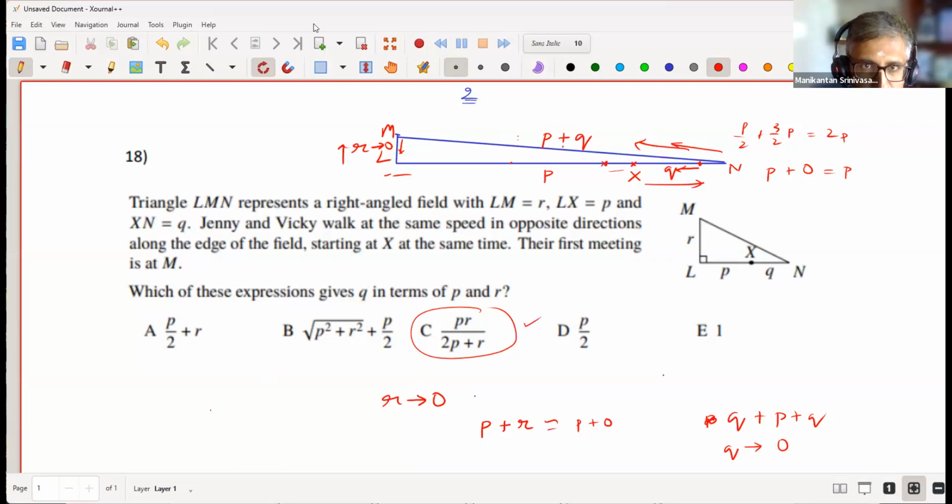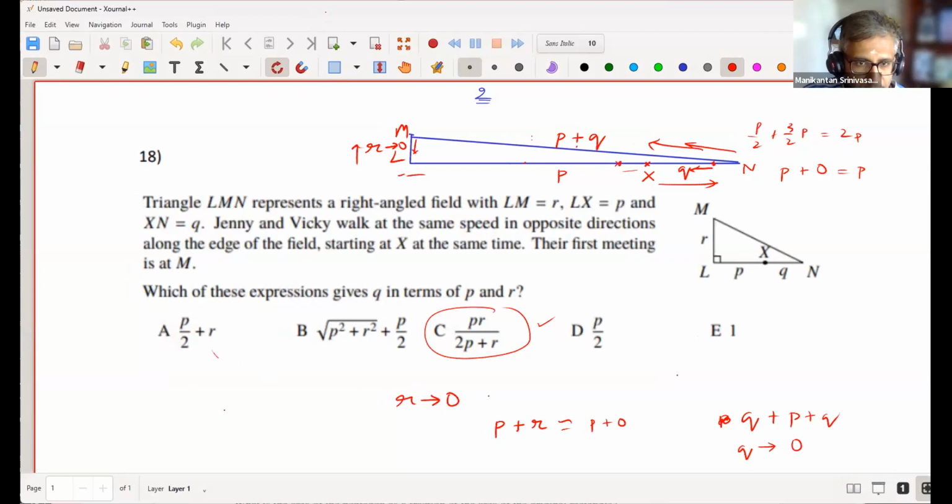As R approaches 0, our expected answer for Q should be 0. Okay, so this one does not. It gives P by 2. This one clearly does not. This one also does not. This one also does not. As R approaches 0, I'm getting 1.5 times P here. So clearly this is the only standout. So I'm tempted to believe that Avinash is right.